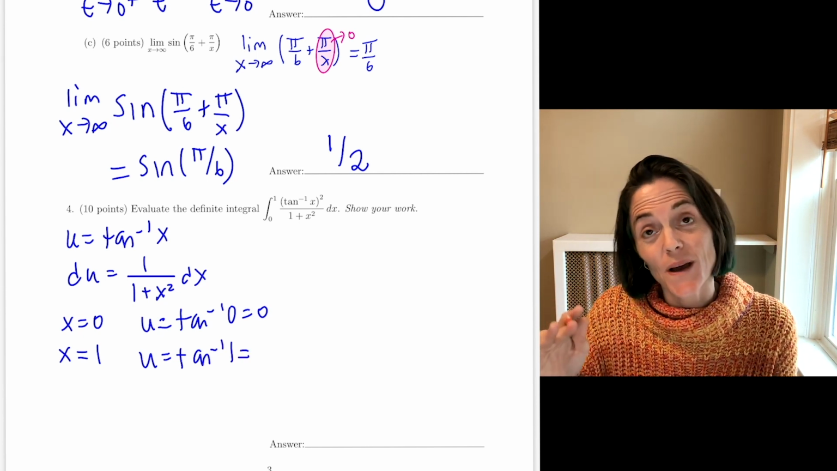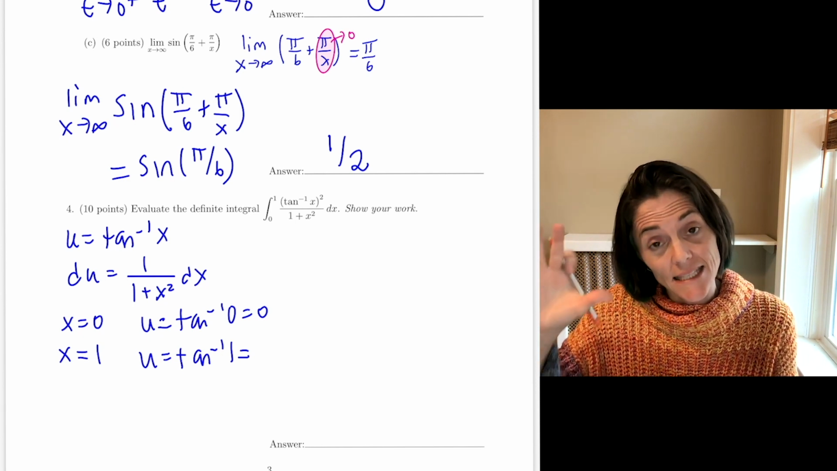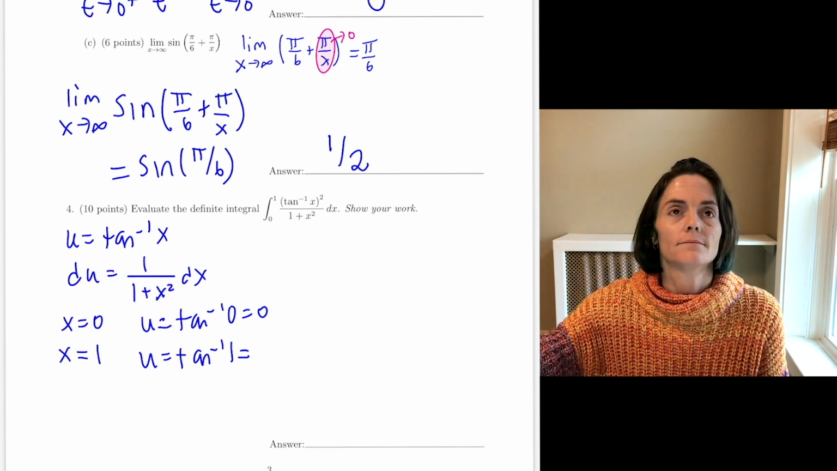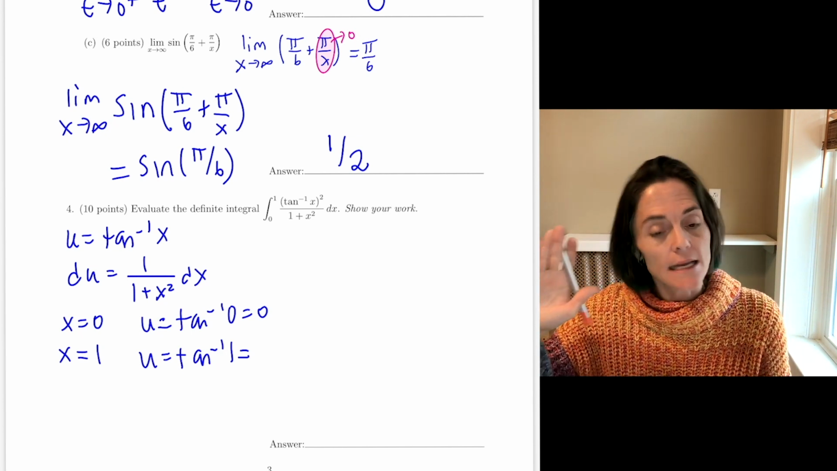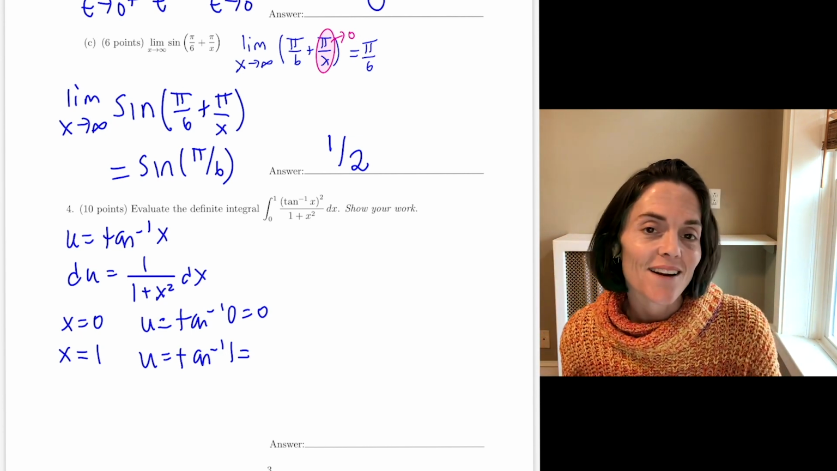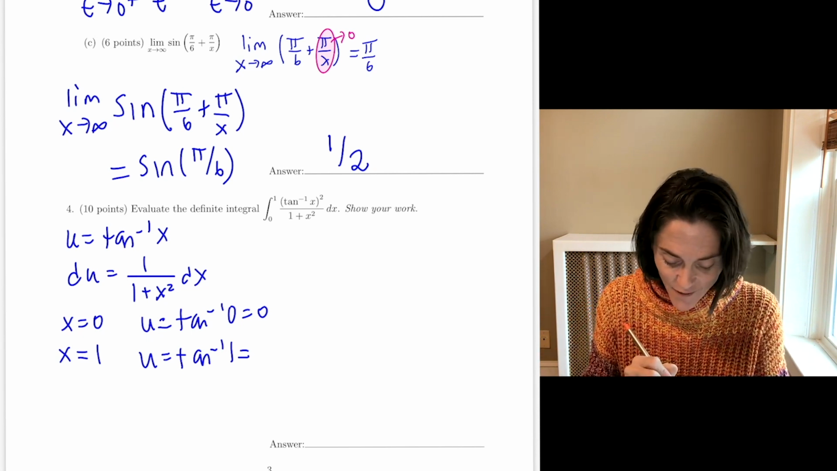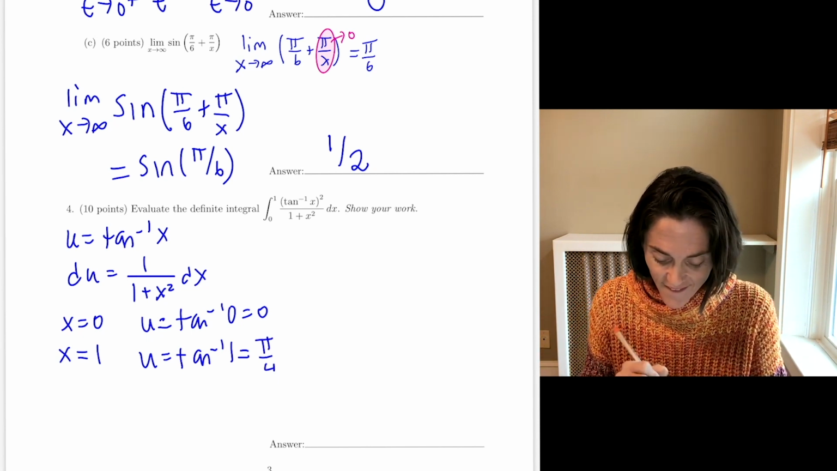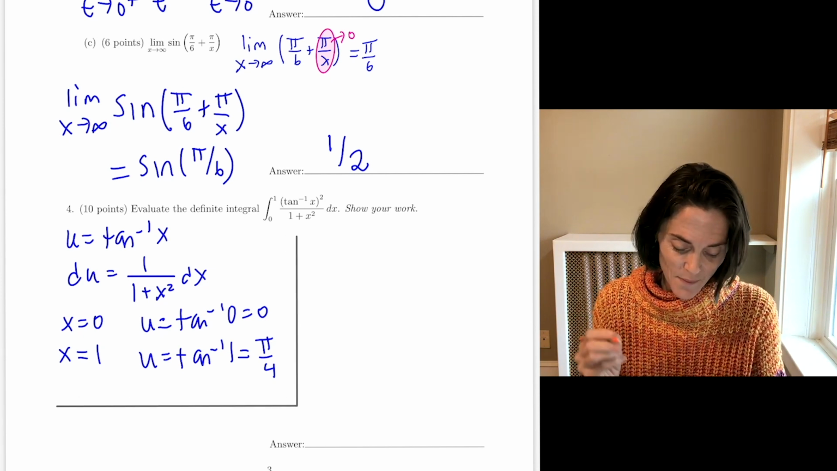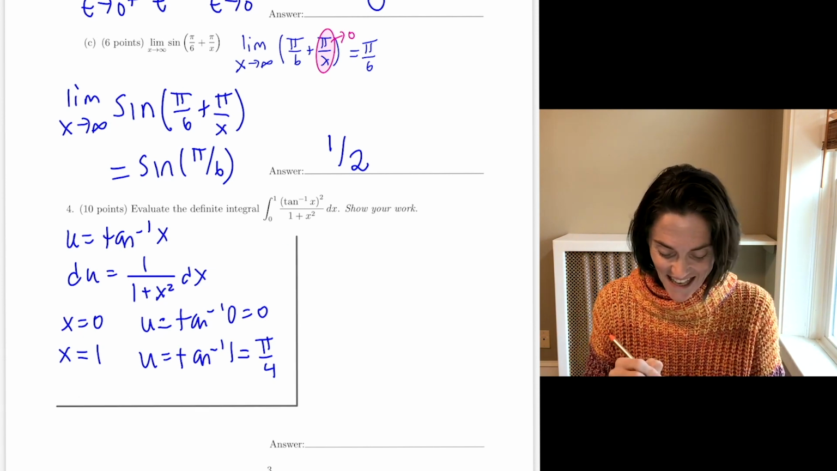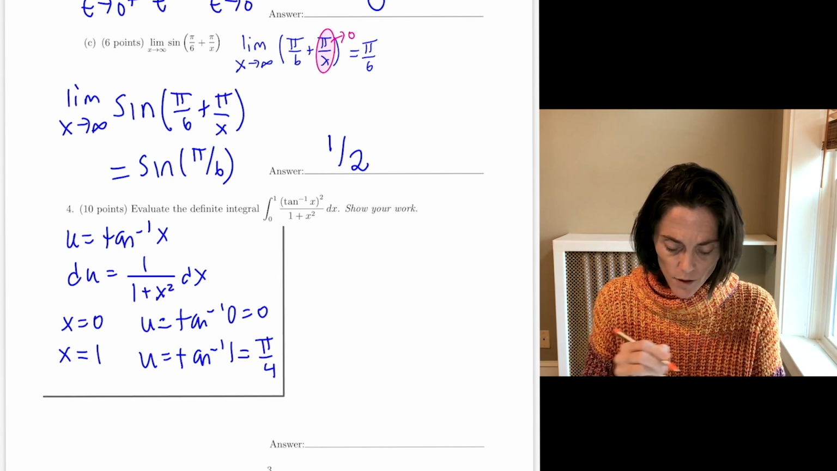Okay, if you don't know this one off the top of your head, this says the tangent is 1. And the angles between minus pi over 2 and pi over 2. Tangent is 1, so sine and cosine are equal. This happens at pi over 4. Okay, so here's what I will put in a box: my work for substitution.